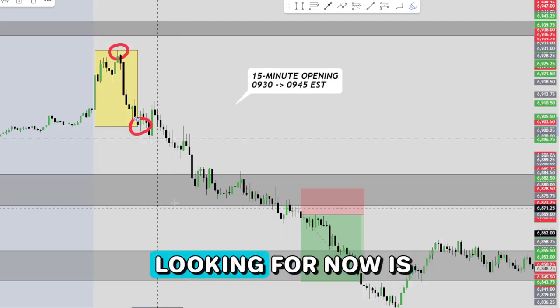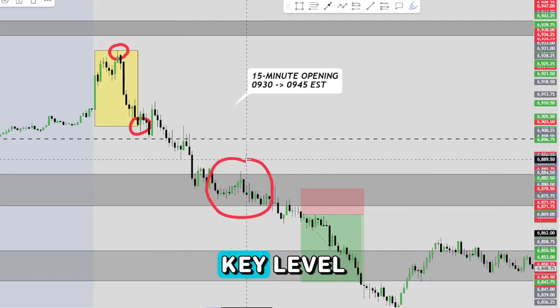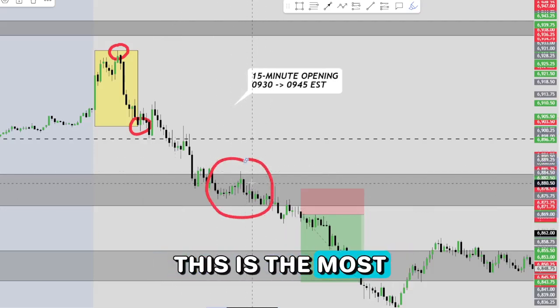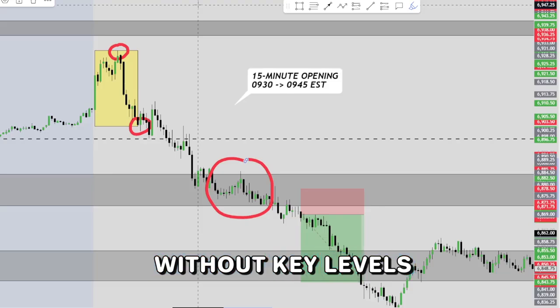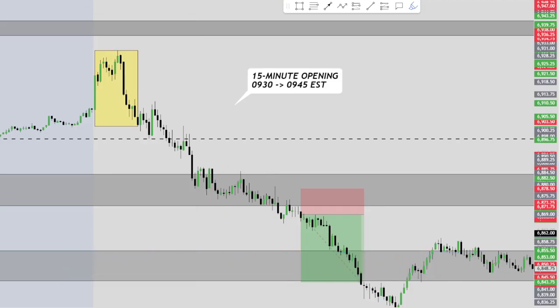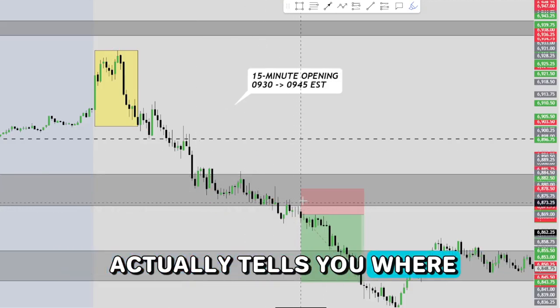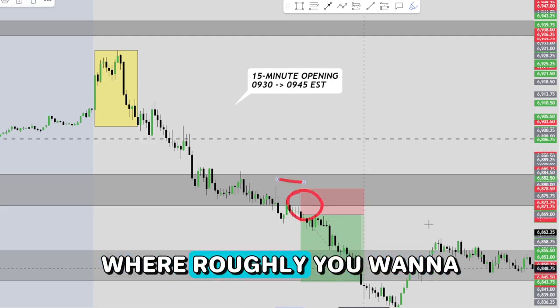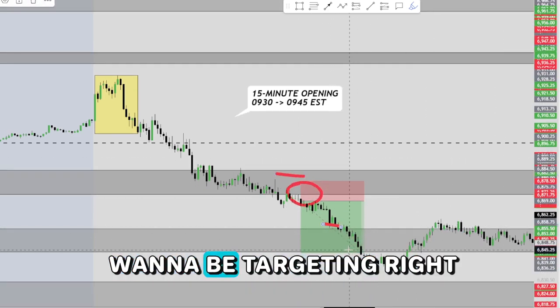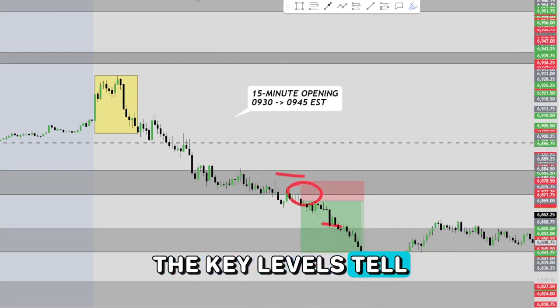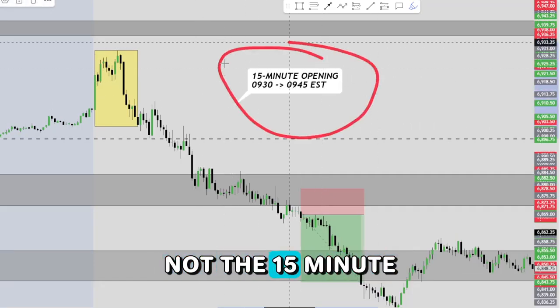What you're looking for now is a tag into a key level. This is the most important thing. If you're trading without key levels, you're basically gambling. Trading with key levels tells you where you want to be entering, where roughly you want to put your stops, and where roughly you want to be targeting. The key levels tell you that, not the 15-minute range break.